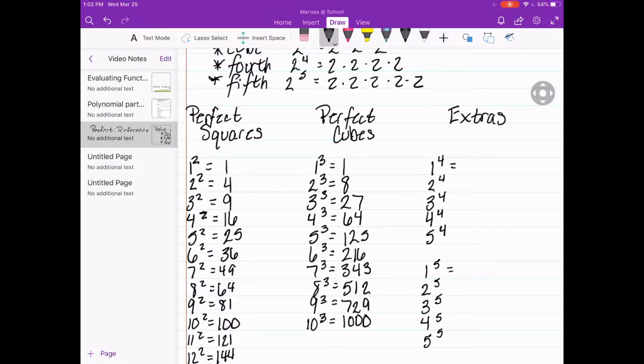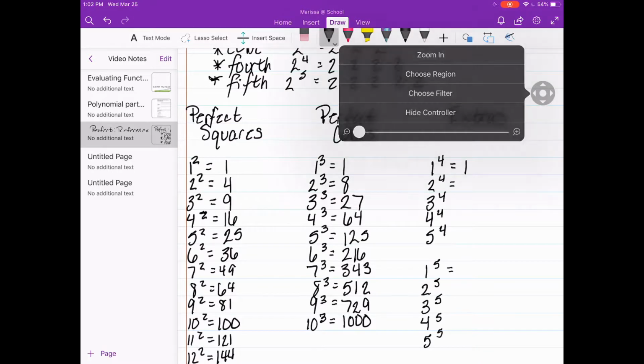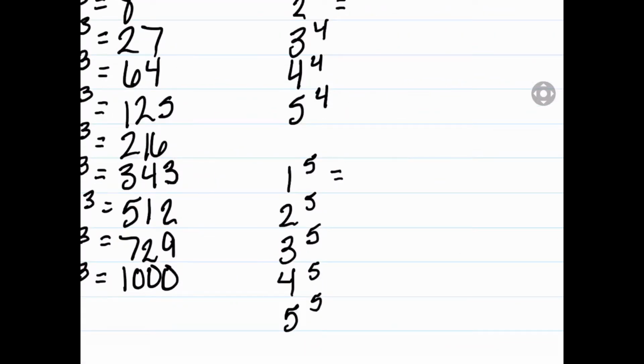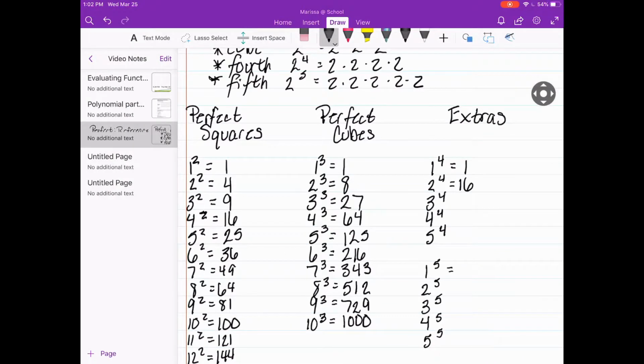So 1 times 1 times 1 times 1, that's 4 ones. Anything times 1 is still 1. I'm going to do 2 times 2, which is 4, times 2, which is 8, times 2 is 16. And those same ideas with our 5. So 1 times 1 times 1 times 1 times 1, that's still 1. 2 times 2 is 4, times 2 is 8, times 2 is 16, times 2 is 32.